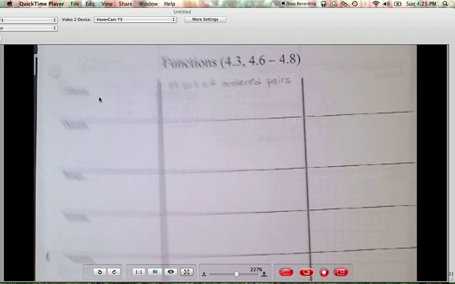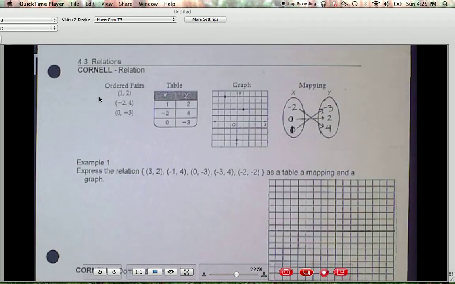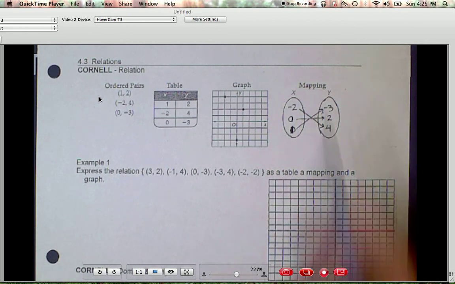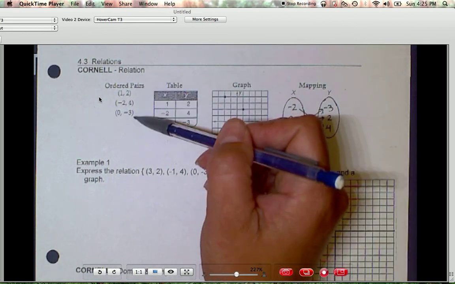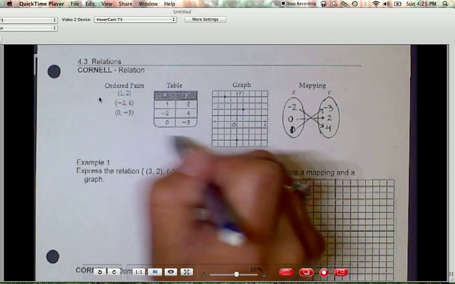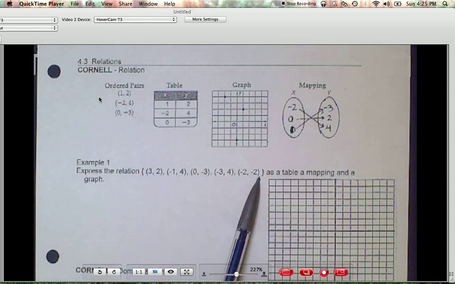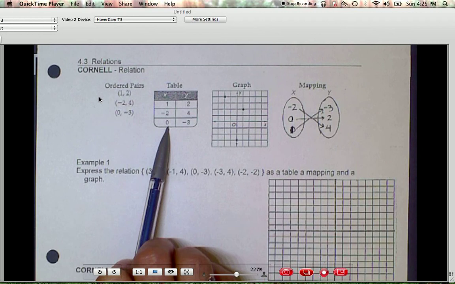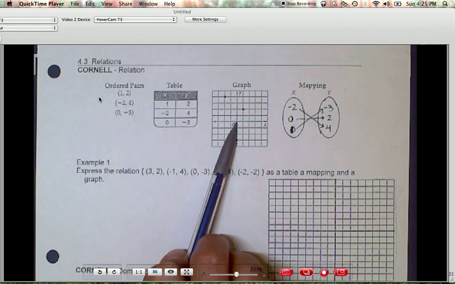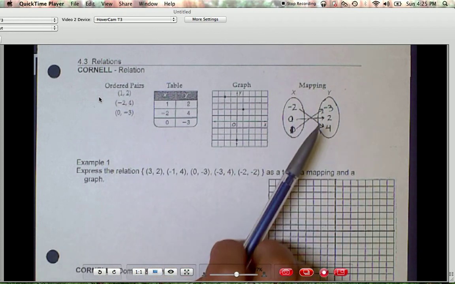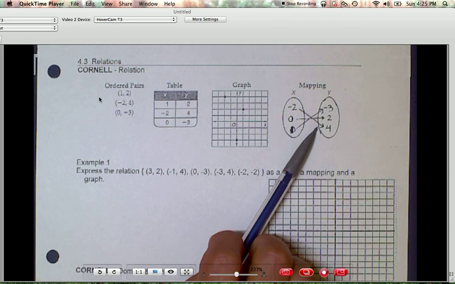And there are three ways that you can show a set of ordered pairs, technically four ways. You can list them either vertically or horizontally like this set here. You can make a table, you could graph a relation, or you can use a mapping, and the mapping is the only new one here.